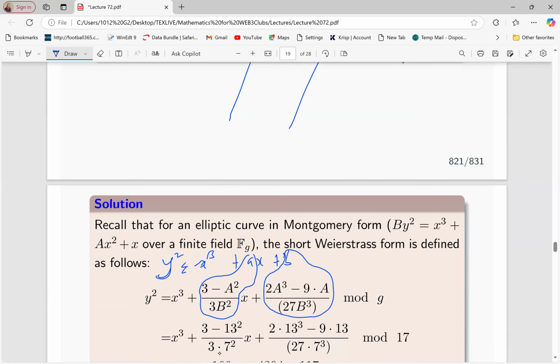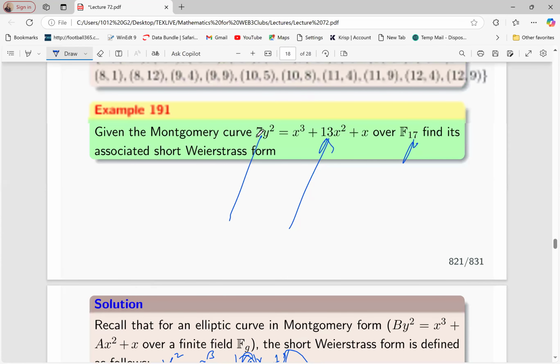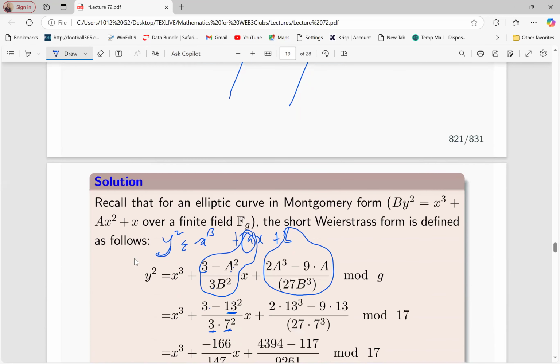So to get our small a, you take 3 minus A squared. Our A is 13. And then 3 times B squared, B is 7, let's just confirm. Yes, our B is 7, and our A is 13. So just put them in that equation.